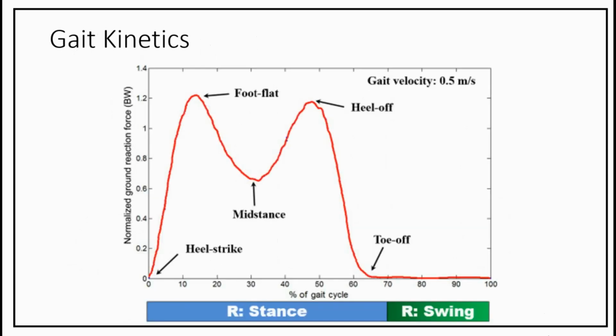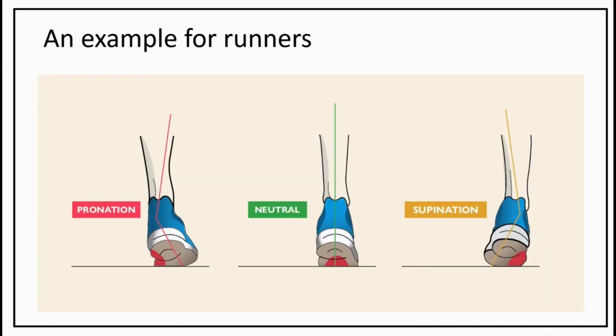A typical plot of ground reaction forces would look like this image. Force increases from heel strike to foot flat, decreases temporarily at mid-stance, and again increases at heel off. On the whole, ground reaction forces are recorded during the stance phase of gait analysis. An example for runners: gait analysis can be used to recommend the right running shoes to prevent injury.